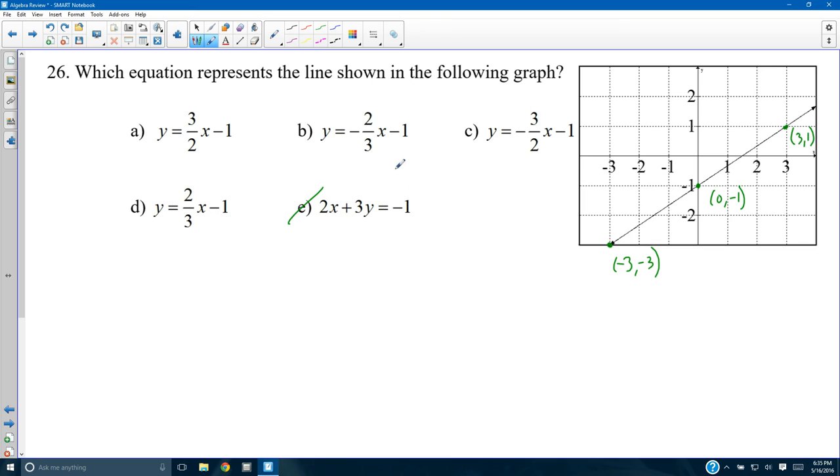Okay. Other ones I can cross out from here. This slope is positive. I have a positive rise with respect to a positive run. So I know my slope will be positive. It can't be negative. So I know what it also can't be: C or B. Don't waste my time.